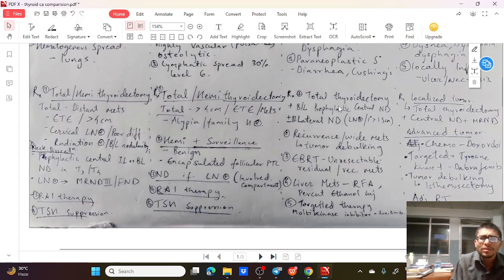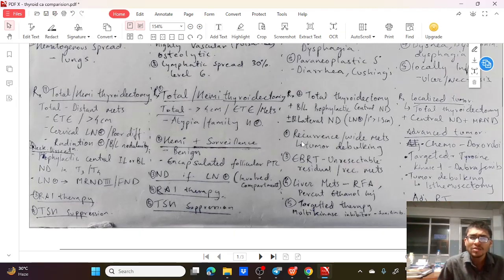Now coming to the medullary carcinoma of thyroid, which are aggressive cancers. Here we have to go for a total thyroidectomy. We don't go for a hemithyroidectomy. So we have to note this. Along with that, we'll go for a bilateral prophylactic central neck dissection, and we'll go for a bilateral lateral neck dissection if there is lymph node positivity or the primary tumor is more than 1.5 centimeter.